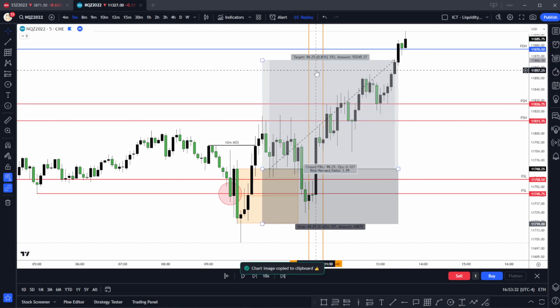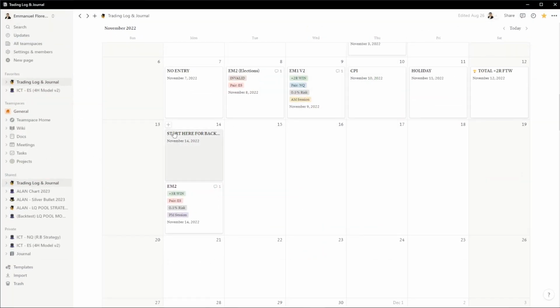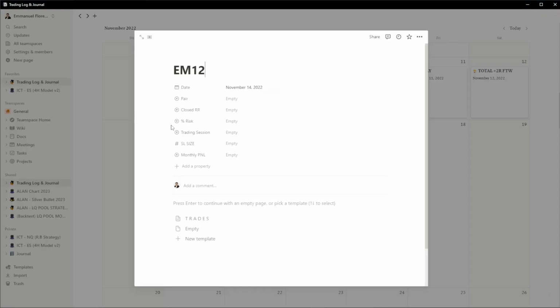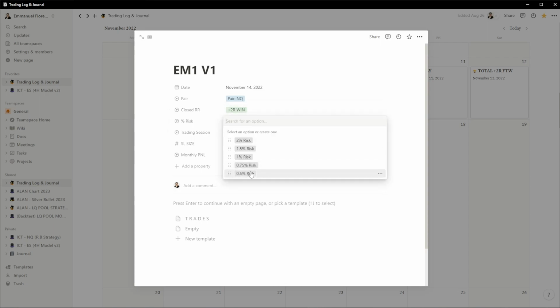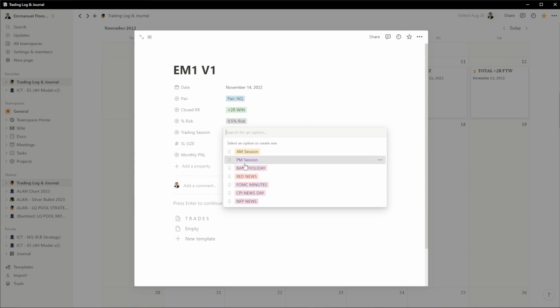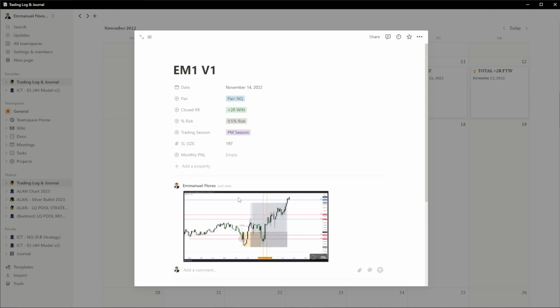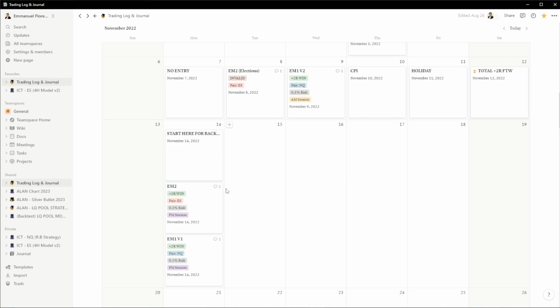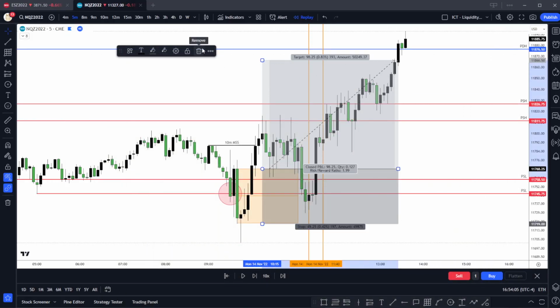So that would be 2R so far in the AM session for NASDAQ. So let's jot that down here. EM1 V1. And I will be doing a video covering all of the entry models that I have created, just to provide that knowledge out there for anybody that's actually willing to learn and put in the work, because that's just really what I'm trying to do here. So there's a nice 2R. So far in the day, we would have 5R in the bag, which is excellent.